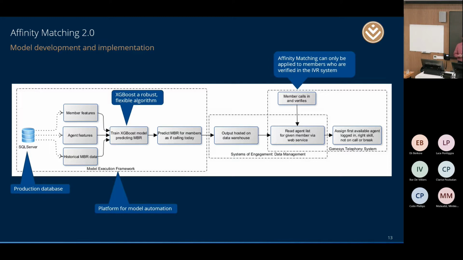Then when a member calls in, as I've said, he or she would need to verify his or her identity so we know who it is. Then via a web service application, we can query this particular member's ID and extract the ranking list for this member. All of this is done by our Genesis platform, or telephony system, that we employ. This Genesis system would then filter which agents are available at the time of the call, and of course if they are of the right skill as well.